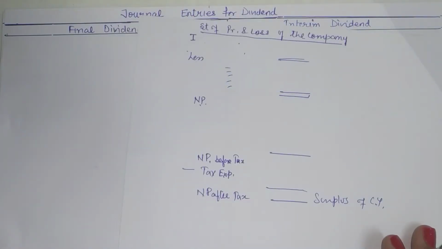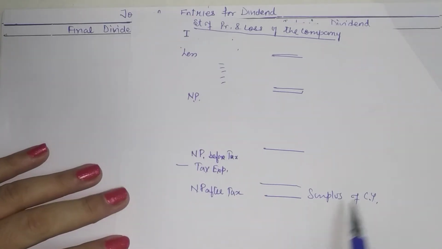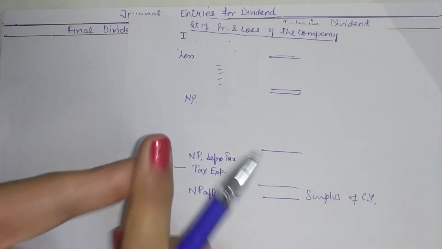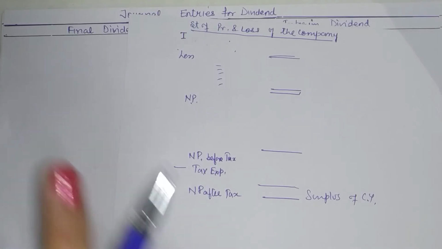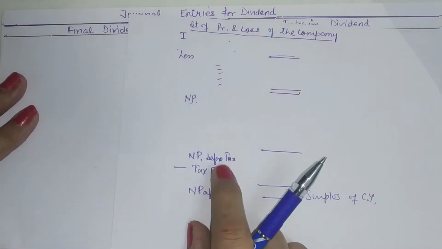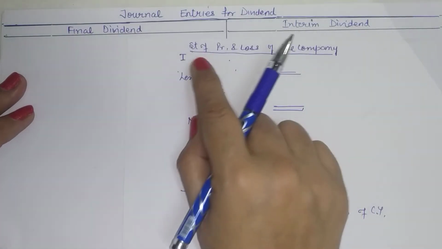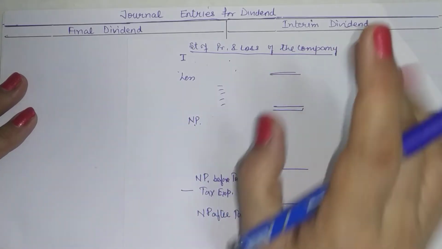So you must be having some balance in the beginning of the year. In that balance, the surplus of the current year is added. So first thing that we are to remember is when we are working for final dividend, which is given at the end of the year, so this tax must have been deducted, and this tax is adjusted in the statement of profit and loss of the company.